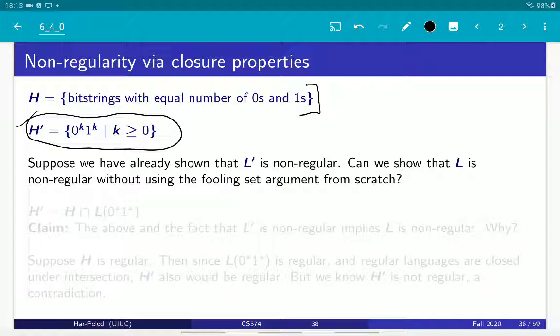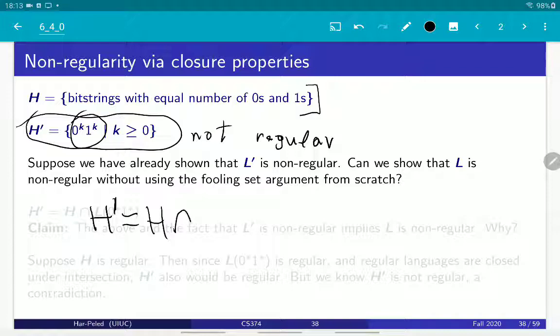And the claim is that now it's straightforward. Once we know that H prime is not regular, showing that H is not regular is very easy. And the reason is, what is H? H prime is a subset of H, right? H prime is all the strings where we have k zeros and k ones, all the zeros follow all the ones. H, on the other hand, is all the strings with equal number of zeros and ones.